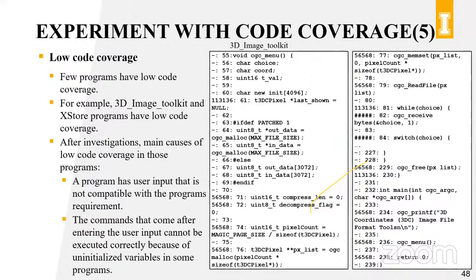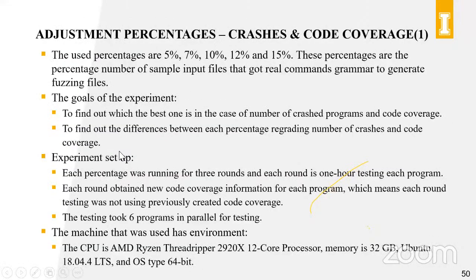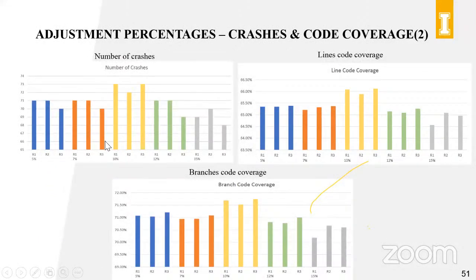We have the problem of low code coverage, as we can see, because there is an issue with initializing some variables in the code. So there is an adjustment percentage, and we have the code coverage. In the end we found that 10% is the best percentage that increases the code coverage for all of the programs that we have been testing.